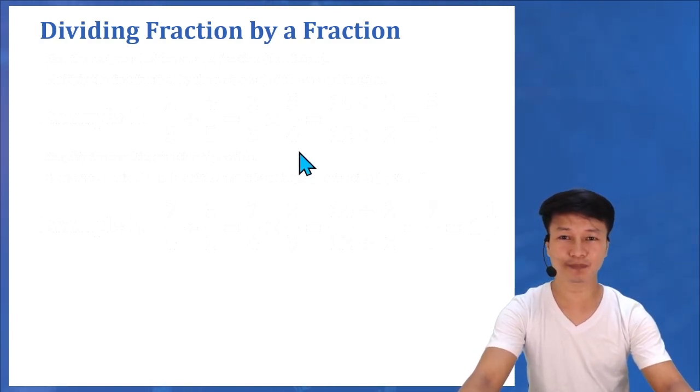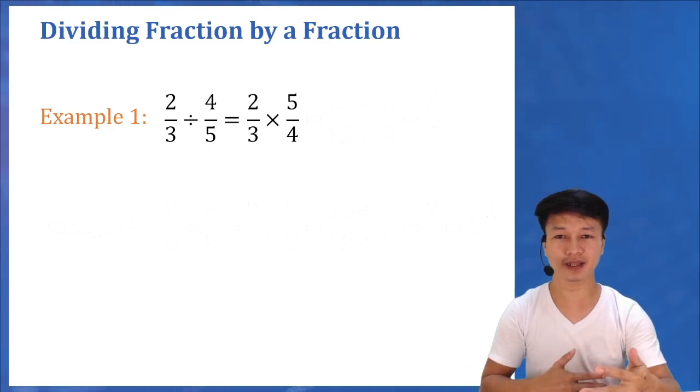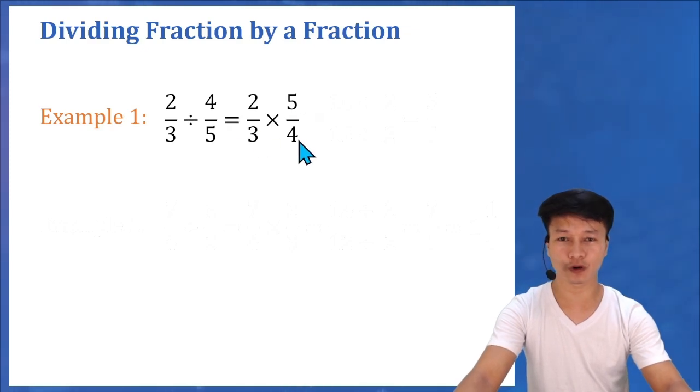Okay, so to understand the process, let us take some examples. We have example number 1, 2/3 divided by 4/5. As I have said, we are going to multiply the first fraction 2/3 by the reciprocal of the second fraction, 5/4. Again, when we say reciprocal, that means the opposite. So the opposite of 4/5 is 5/4. And after that, we can now proceed to multiplication of fractions.